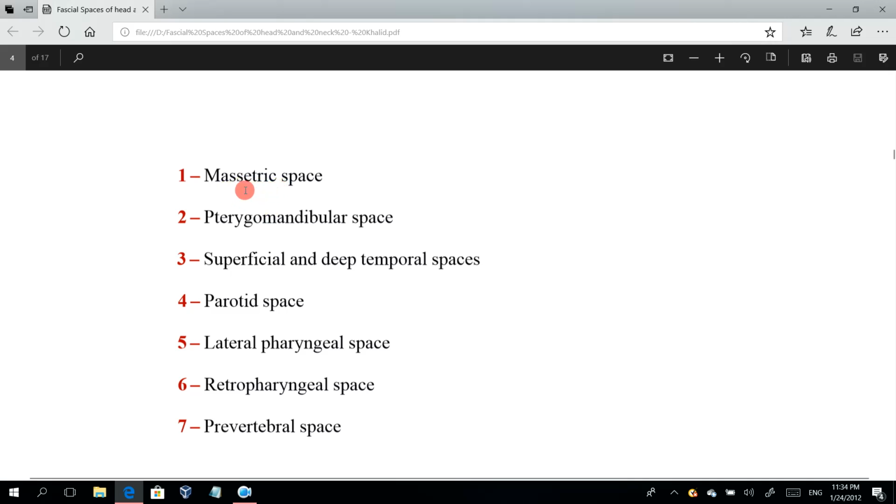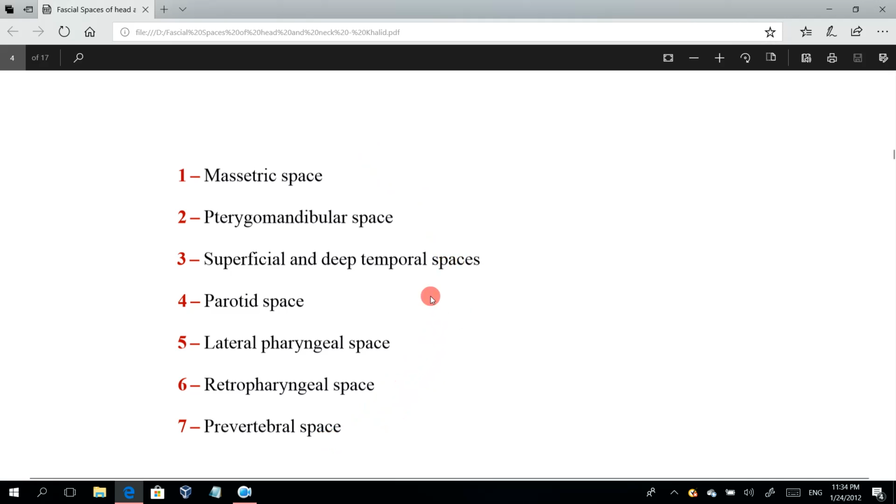related to the masseteric muscle, the pterygomandibular space between the pterygoid plate and the mandible, the superficial and deep temporal spaces, the parotid space, the lateral pharyngeal space, on both sides of the pharynx, right and left, the retropharyngeal space behind the pharynx, and lastly we have the prevertebral space. All these spaces are called secondary spaces.